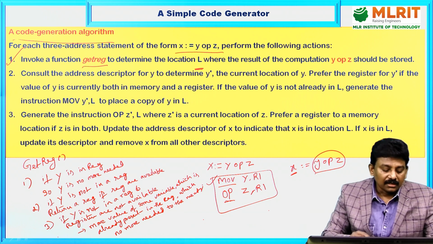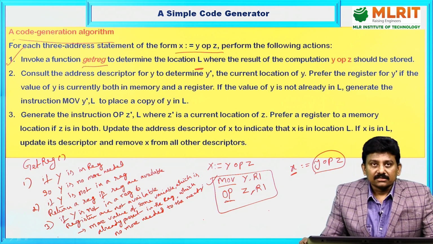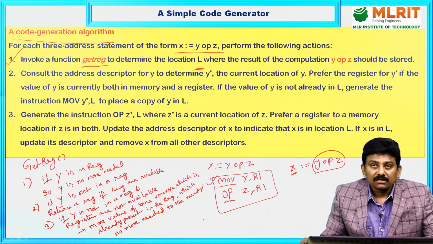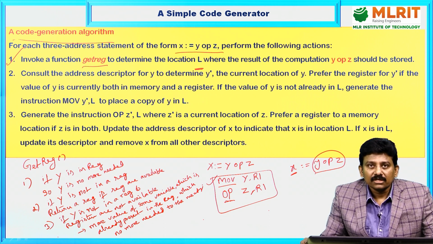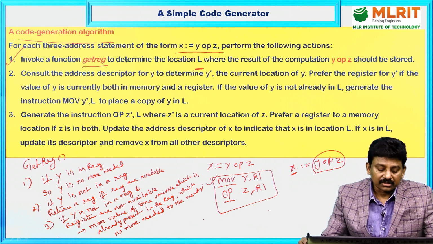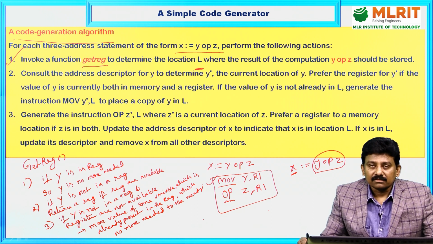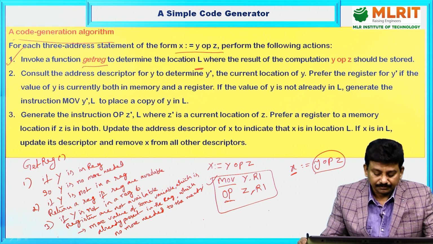That means if y is not in a register, we want a register, but registers are not available. At that time, what will we do? We will move the value of some other register which is already present in a register, but the value of that variable is no more required, so we move that value of the variable to the memory location, so that we vacate one of the registers and allocate that register for y.